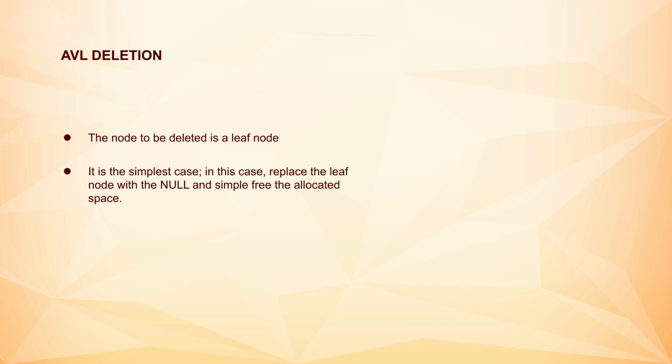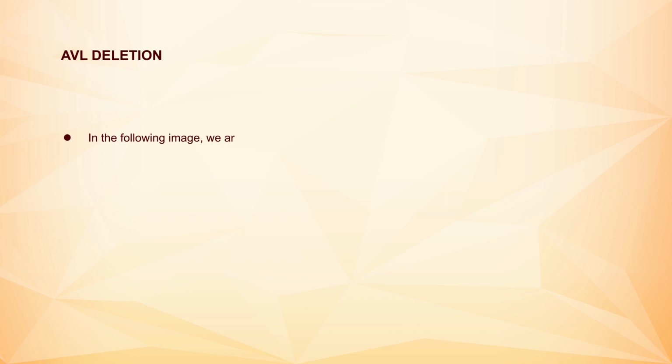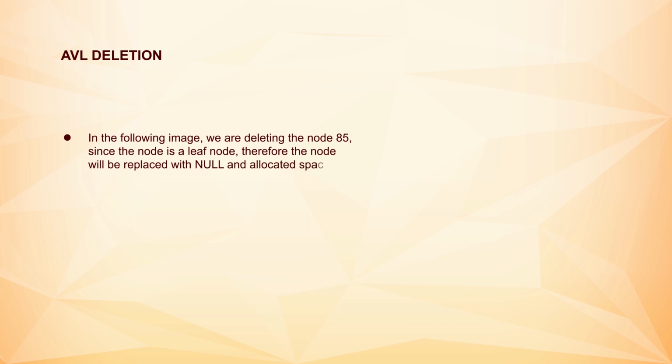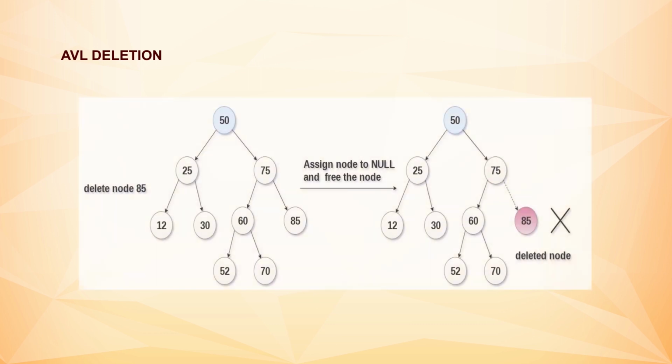The second point is that it is the simplest. In this case, replace the leaf node with null and simply free the allocated space. In the following image, we are deleting the node 85, since the node is a leaf node. Therefore, the node will be replaced with null and the allocated space will be freed. So, after removing the 85 node, which is a leaf node in the tree, the rest of the nodes are the same as before.